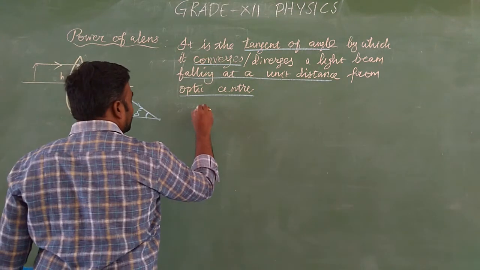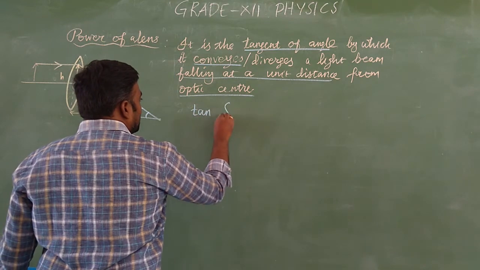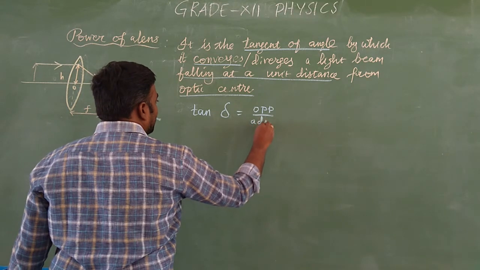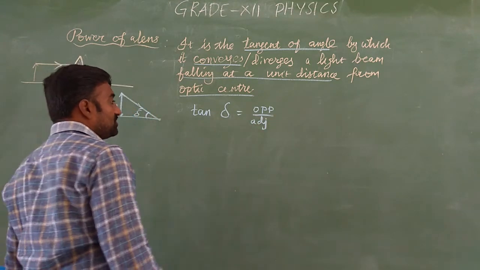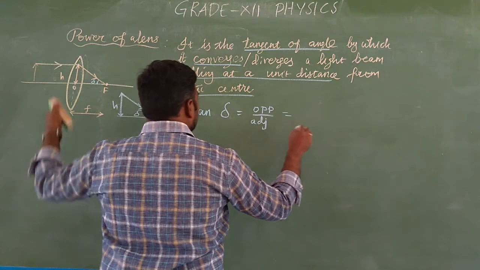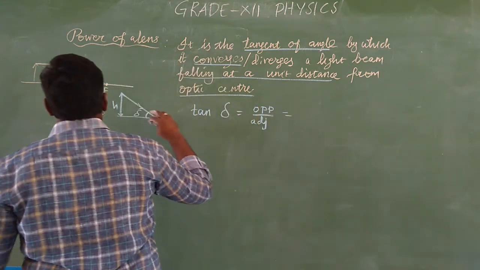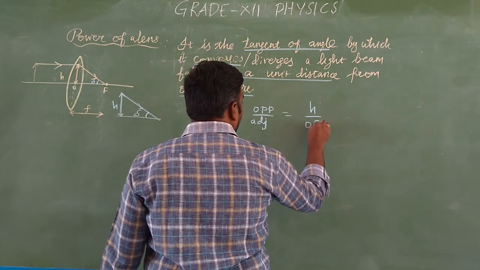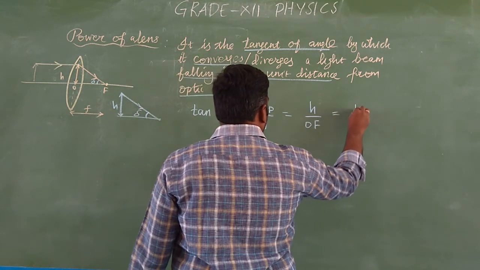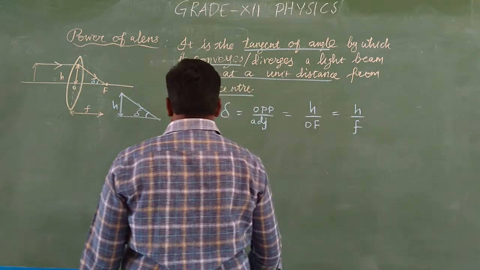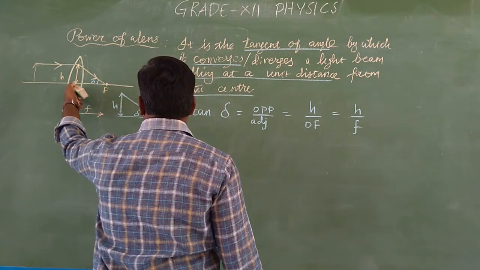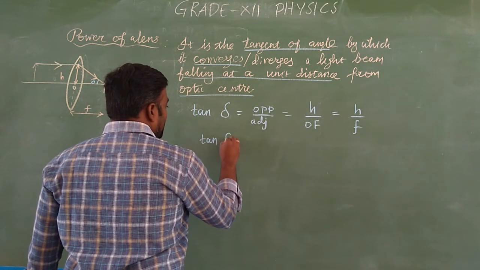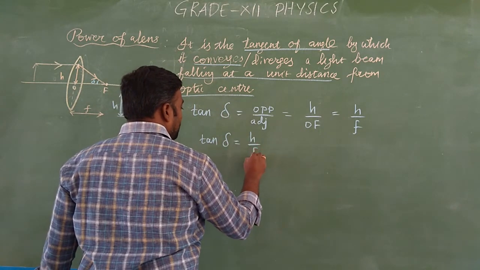So tan delta is equal to opposite by adjacent. What is the opposite? Opposite is h divided by adjacent, which is OF. So what will we get? h by focal length. OF, that is the distance from optic center to focus, is the focal length. Therefore tan delta is equal to h by f.